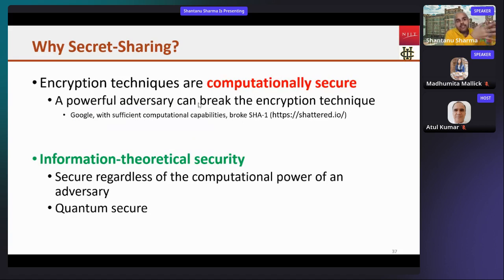Means if the adversary has limited computational power, they don't have any quantum computer, they cannot break our encryption technique. On the other hand, now we are going to see secret sharing based techniques. They are information theoretically secure. Regardless of the computational power of the adversary, they can never break the underlying data or the underlying ciphertext. So these types of techniques provide a much higher level of security, and data will remain secure forever, regardless of whatever techniques we can design to break the underlying cryptographic mechanism.